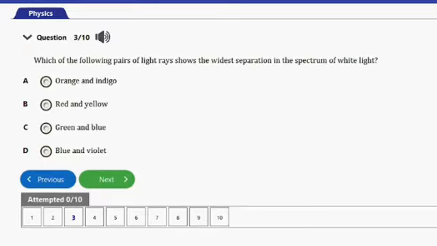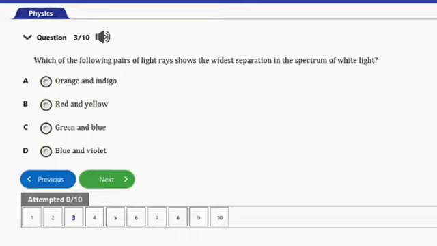So that's question number 3 here. It says, which of the following pairs of light rays shows the widest separation in the spectrum of white light? We have A. Orange and indigo, B. Red and yellow, C. Green and blue, D. Blue and violet. So guys, if we check the spectrum of white light, we are going to have red, orange, yellow, green, blue, indigo, and violet.